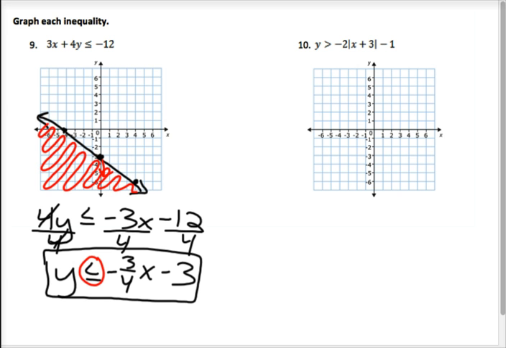So that is how you take care of graphing lines. Solve it for y, check to see if it's a solid or dashed line, and check to see where the shading occurs. In number 10, this time, our inequality is an absolute value. So when looking at that, if you recall graphing absolute values, the first thing I'm going to identify is my vertex. I absolutely have to find that vertex.